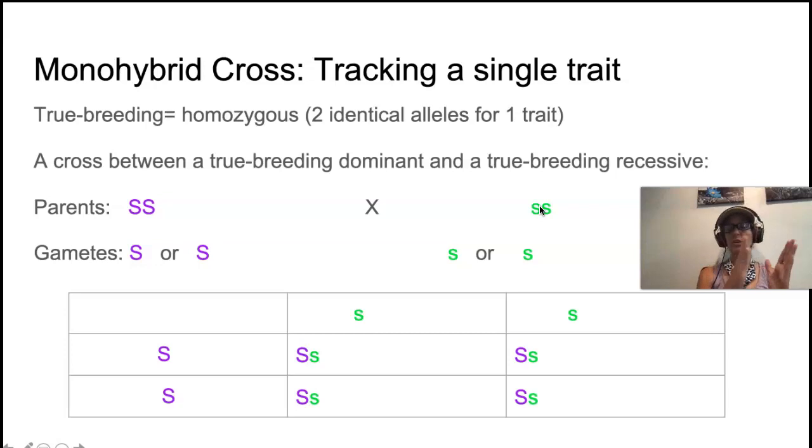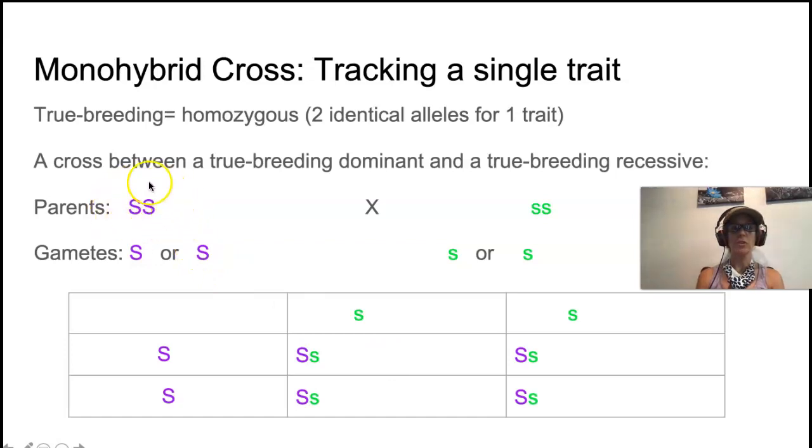Anytime you mate a true breeding dominant, whether it's true breeding for 1 characteristic or 6, and a true breeding recessive for the same number of characteristics, the only possibility for the offspring is that they are going to be heterozygous. They get a dominant allele from the true breeding dominant parent, they get a recessive allele from the true breeding recessive parent, and they are heterozygous.